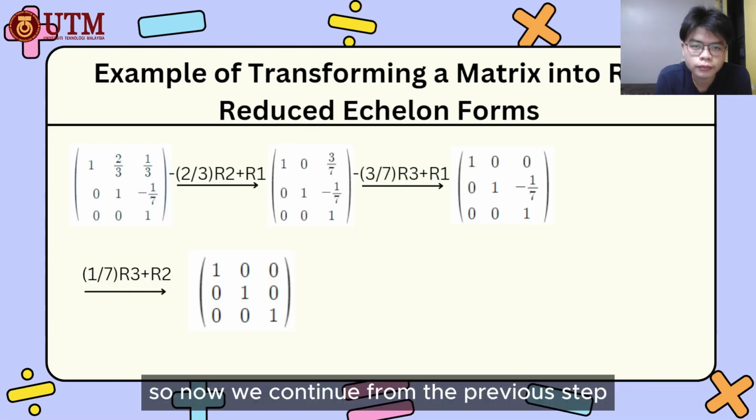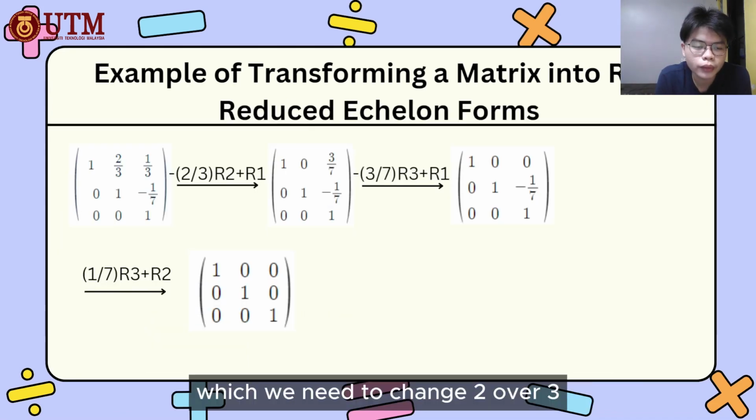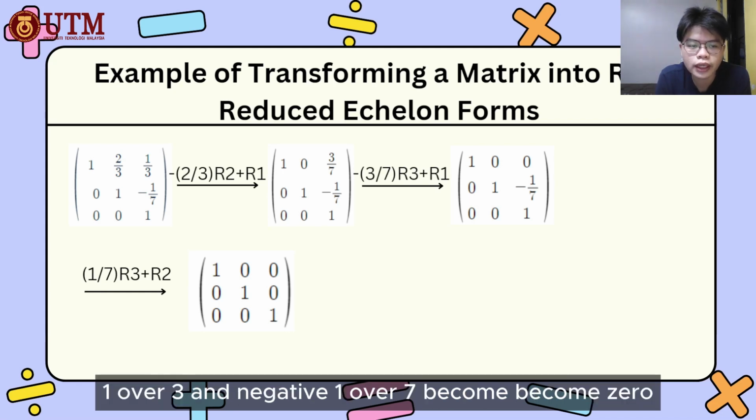So now we continue from the previous step, in which we need to change 2 over 3, 1 over 3, and negative 1 over 7 to become 0.